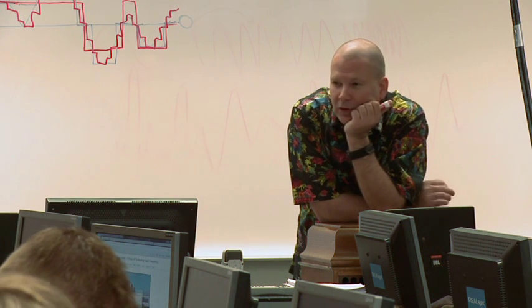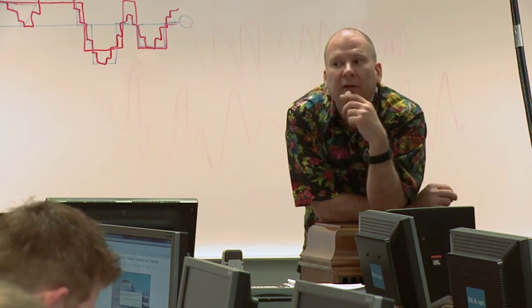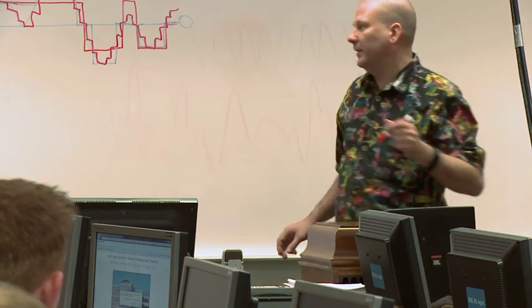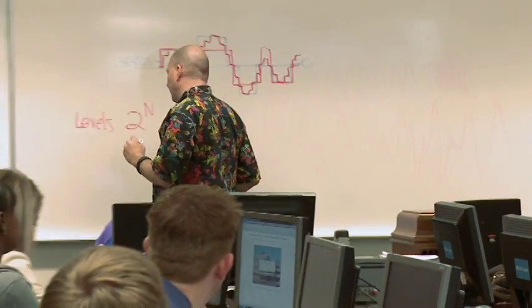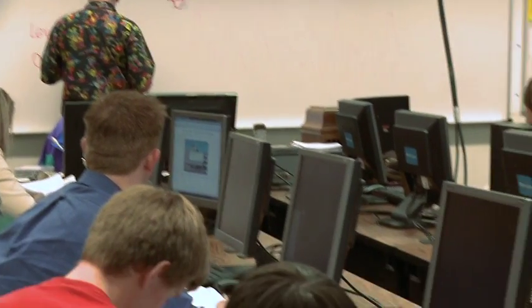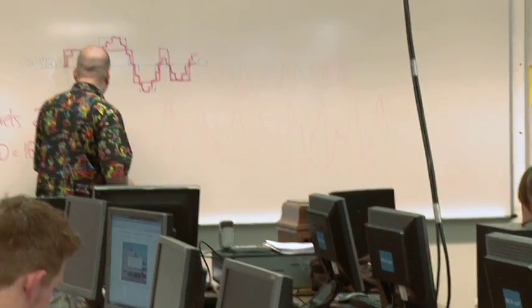2 to the 5 is 32. 2 to the 6 is 64. 2 to the 7 is 128. And 2 to the 8, our old familiar 256. Now you keep going down that line, 2 to the 9th, 10th, 11th, 12th, 13th, 14th, 15th, 16th, and you end up with quite a few levels. CD is 16 bits, which equals 2 to the 16 levels, which is really a lot.